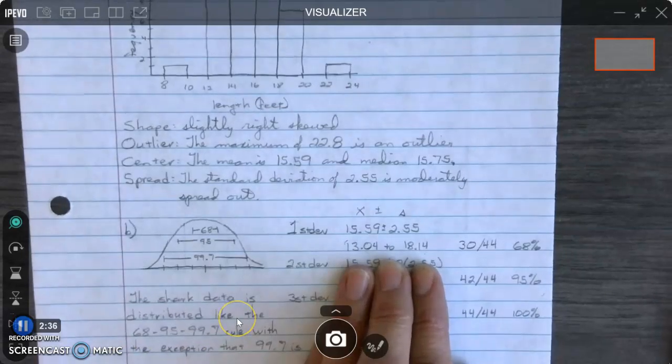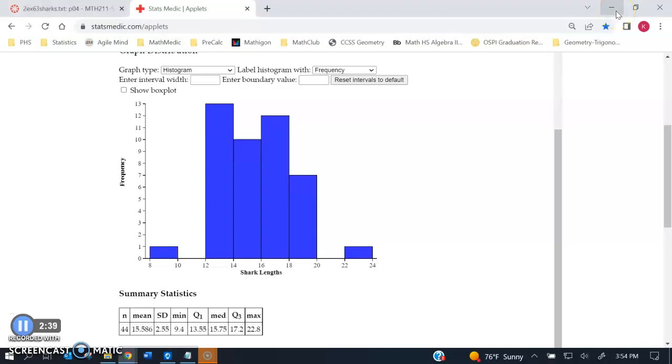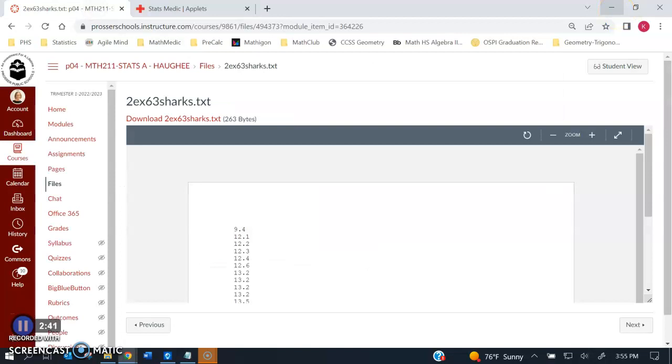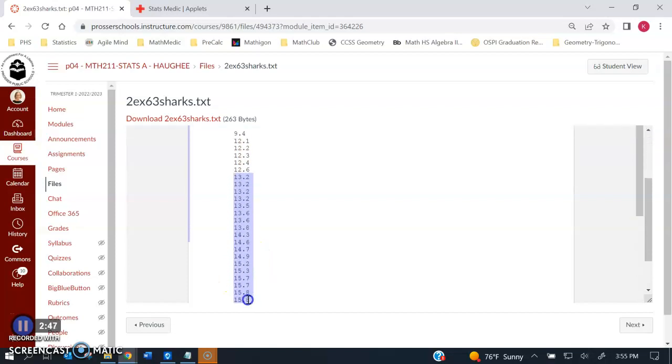If I look back at my original data, I find that 13.04 is my cutoff on the low end, and then I find on my high end 18.14. All of the highlighted numbers are within one standard deviation, which is a lot. If I add up, not the numbers, but just count how many are highlighted there, there's 30 that are highlighted.